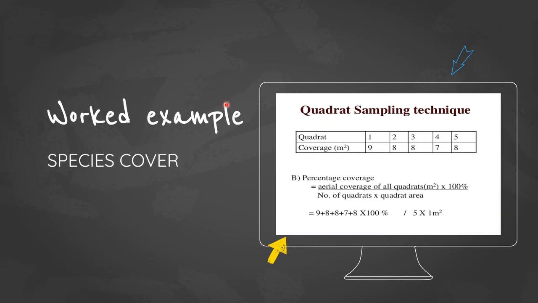So we're going to look at species cover. So the percentage coverage is equal to the areal coverage of all the quadrats divided by the number of quadrats times by 100%. So in this case, the coverage is 9 plus 8 plus 8 plus 7 plus 8. And we divide that all by 5, multiplied by the quadrat area at the bottom, which is 1 meter squared. And we multiply everything by 100 to put it in percentage.